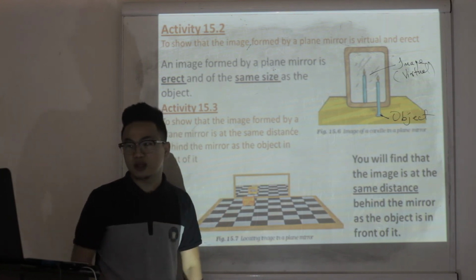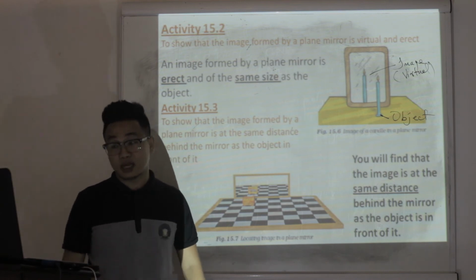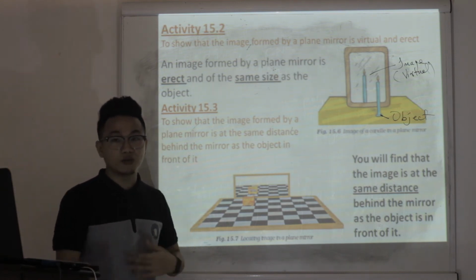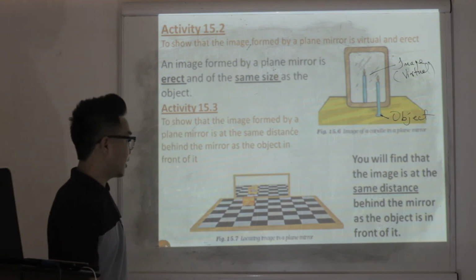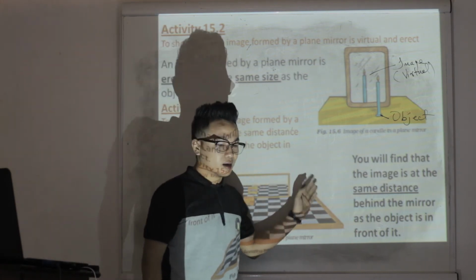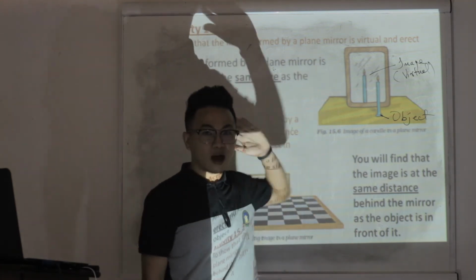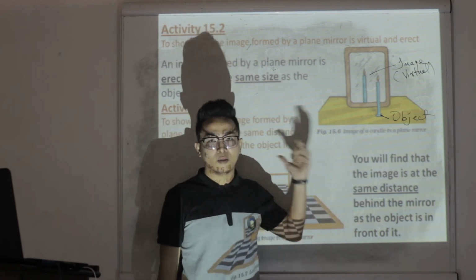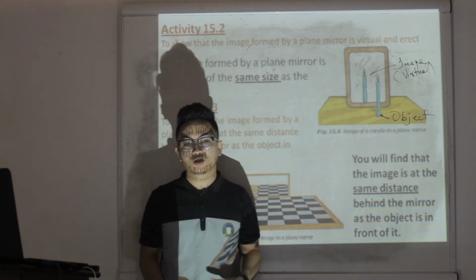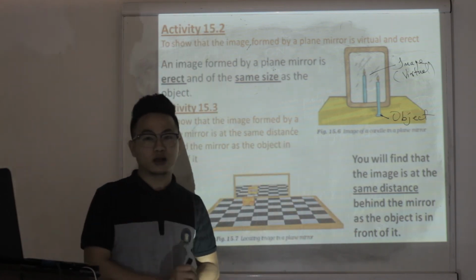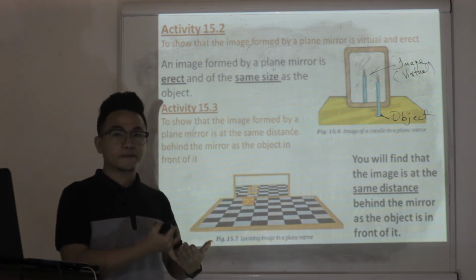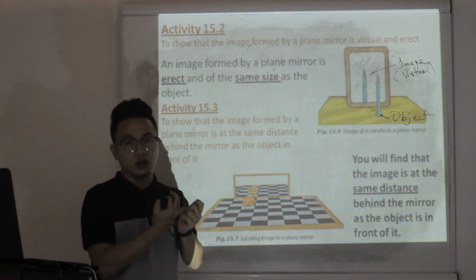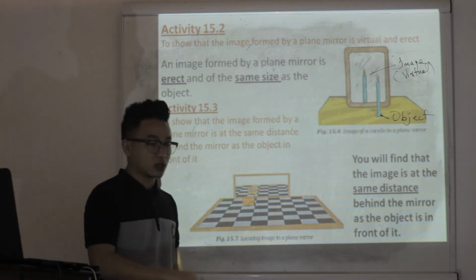Okay, those are the activities of 15.3. You can see there the image is at the same distance behind the mirror as the object is in front of it. Properties of a plane mirror: erect, same size as the object. Okay, and next let us go through.